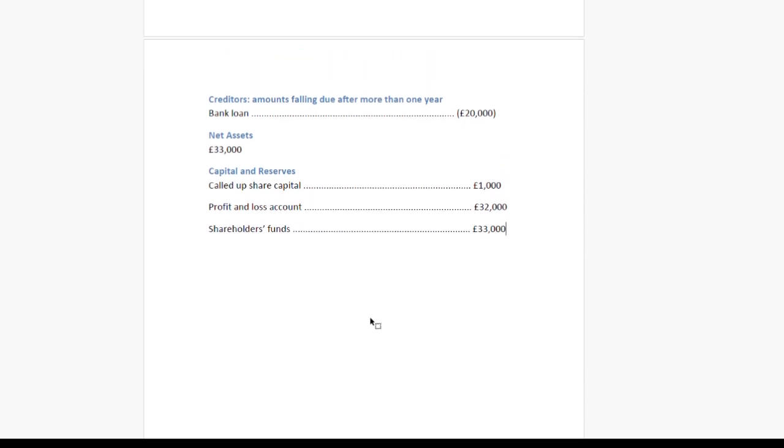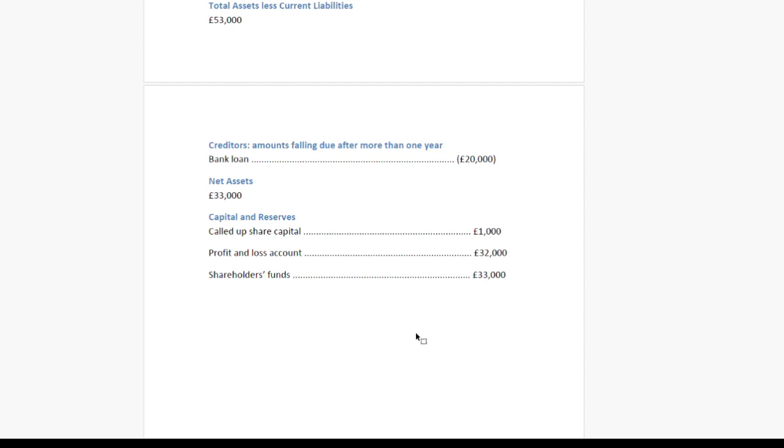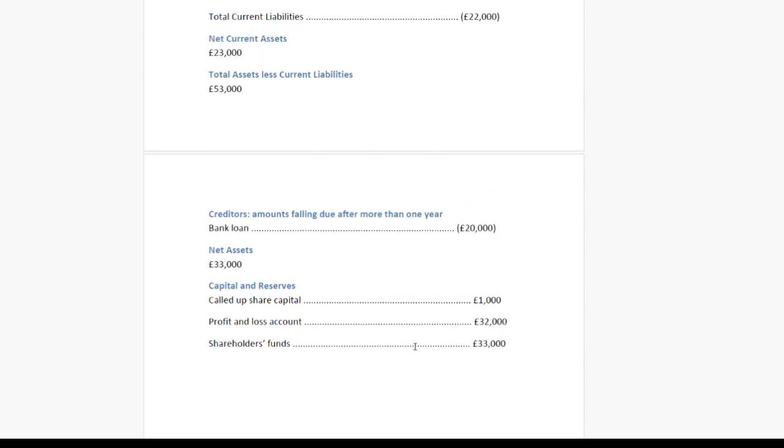So that's really a whistle-stop tour of a limited company balance sheet. If your company's bigger or more complicated, there probably will be more lines on that. But what we've gone through today are the key lines and the key things to look for when you're reviewing your balance sheet in your business.